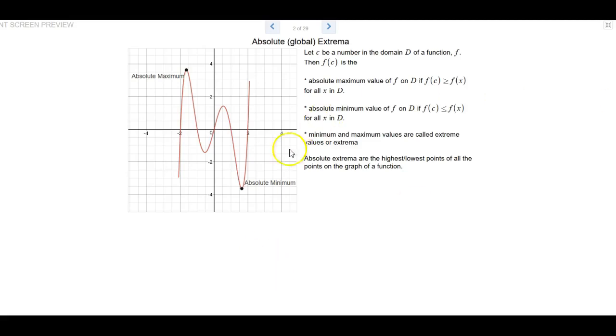So if c is a number in the domain of a function, then f of c is an absolute maximum of the function f on the domain D if the function value at c is greater than or equal to all the other function values for all x in D. And likewise, f of c is an absolute minimum if it is less than or equal to all the other function values for all the other x values in D. So graphically, an absolute maximum is the highest point on a graph, meaning the y value is the greatest, and an absolute minimum is the lowest.